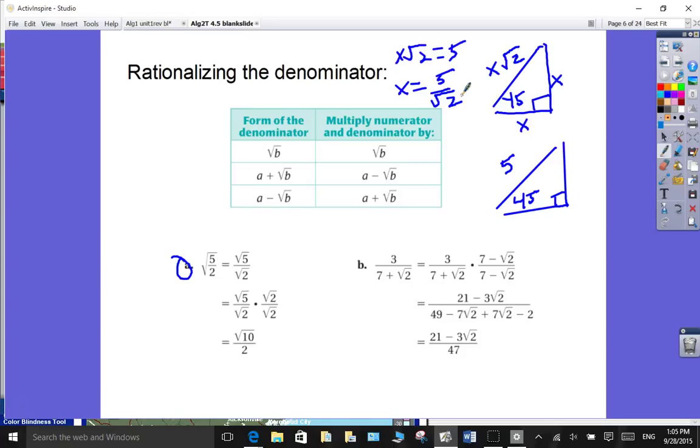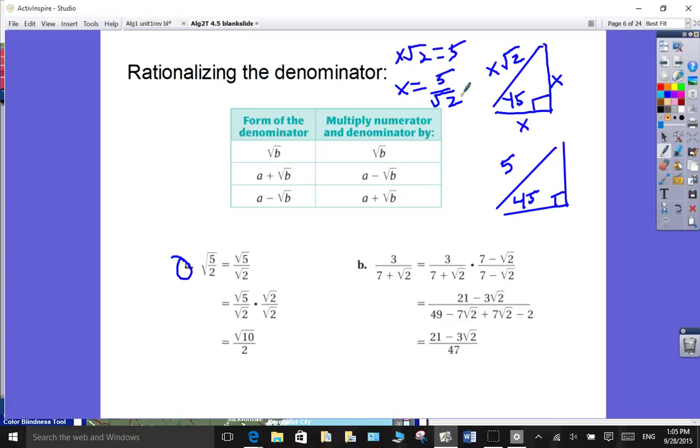The square root of 2 times the square root of 2 is 2. What's the square root of 3 times the square root of 3? 3. The square root of 7 times the square root of 7? 7. That's always the way it works. So if you have a monomial radical in the denominator, you multiply by that number divided by itself.